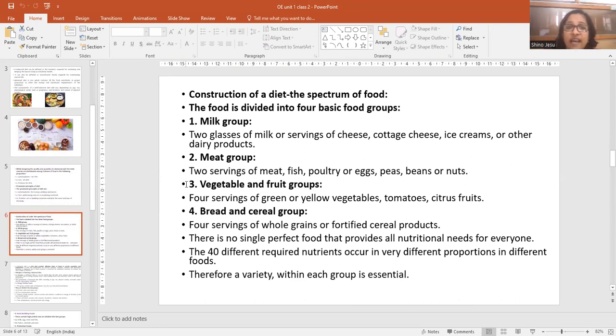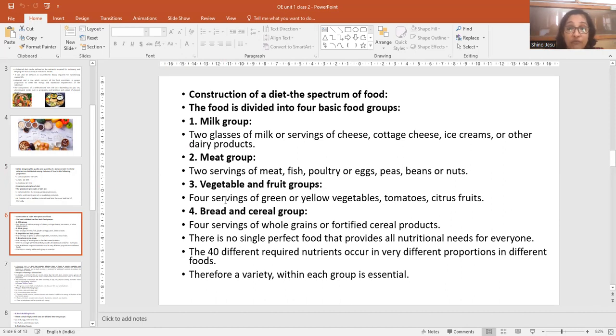So considering the diet and the spectrum of food, we can divide them into four basic food groups for the balanced diet. The first one is the milk group, which contains 2 glasses of milk or servings of cheese, cottage cheese, ice creams, or other dairy products. The second group is the meat group, with 2 servings of meat, fish, poultry, or eggs. Peas, beans, or nuts can also be considered in the meat group because they contain lots of proteins.